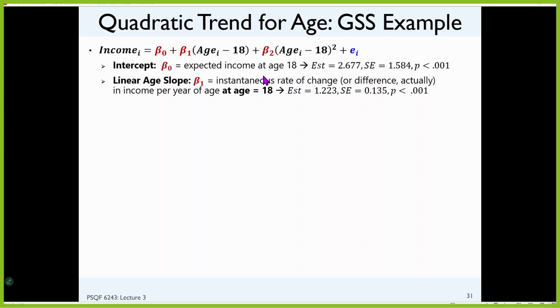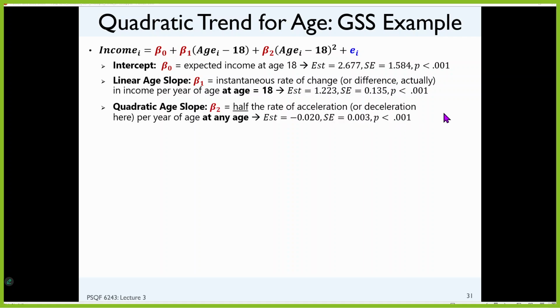Linear age slope. So if I want to talk about the linear effect of age, that beta 1 only refers to that if this term drops out. So it is not just the linear slope of age, but it is specific to age 18. It is the slope at that point, because that would be where this term drops out. So that number ended up being 1.2, and it was significant. So we would say that for every additional year, as evaluated at 18, this side of the plot, income would be higher by about $1,200 per year of age.